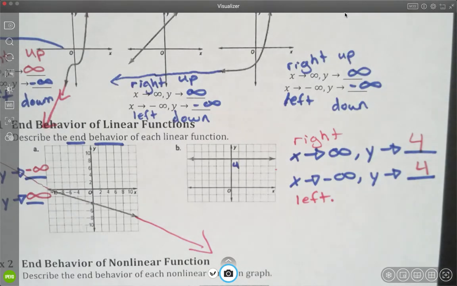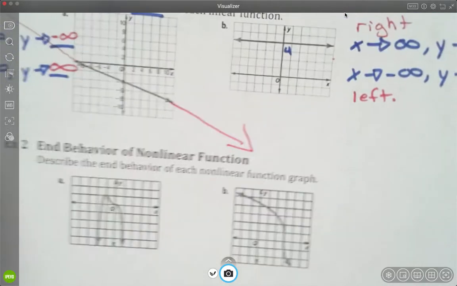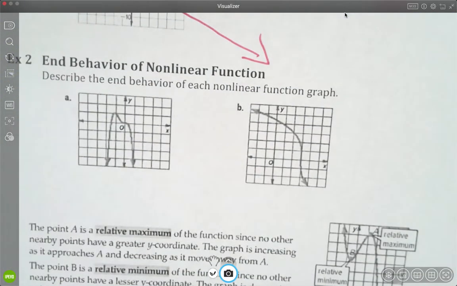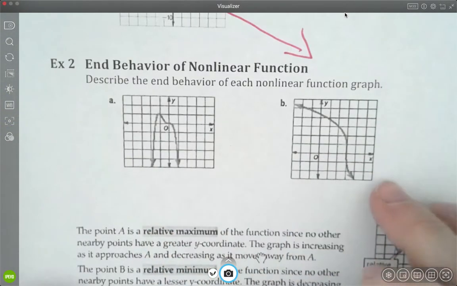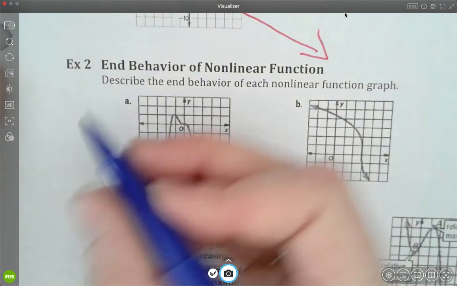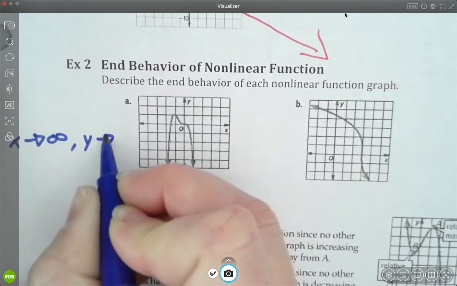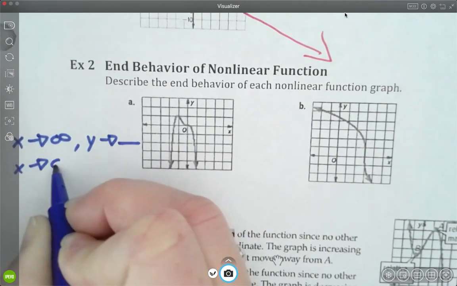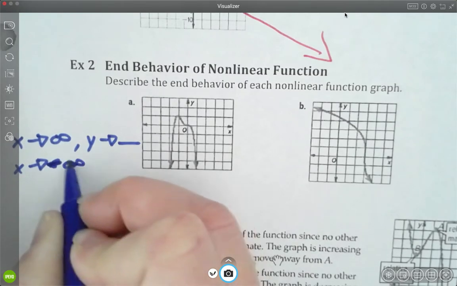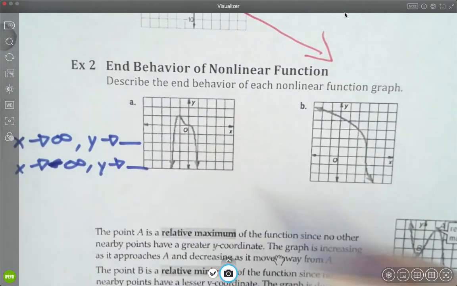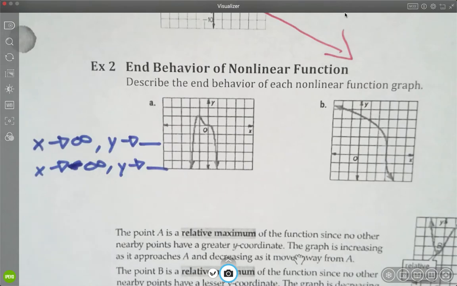All right, let's do this again. Describe the end behavior of each nonlinear function. So these we had lines, but it's no different than when we have these functions right here. So again, we're going to do x approaches infinity, y approaches what? X approaches negative infinity, y approaches what? We're going to fill those blanks in, so we always start with that, and then we fill the blanks in. This is a little confusing. Negative infinity.